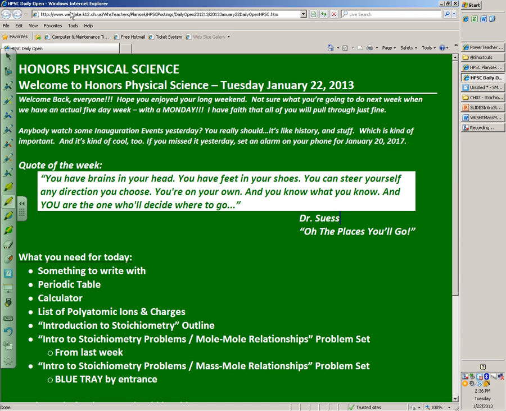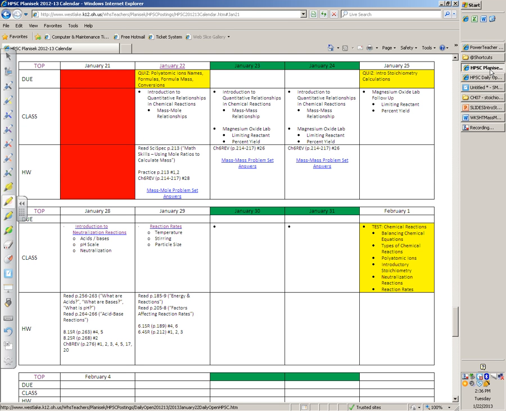Class recording has started. So, first order of business for today: the calendar. On Friday, we started in on the stoichiometry idea, and that started getting us into relating different parts of the equation, but talking about numbers. We'll review that a little bit more as we go along today, and we'll expand on that with a new kind of problem.